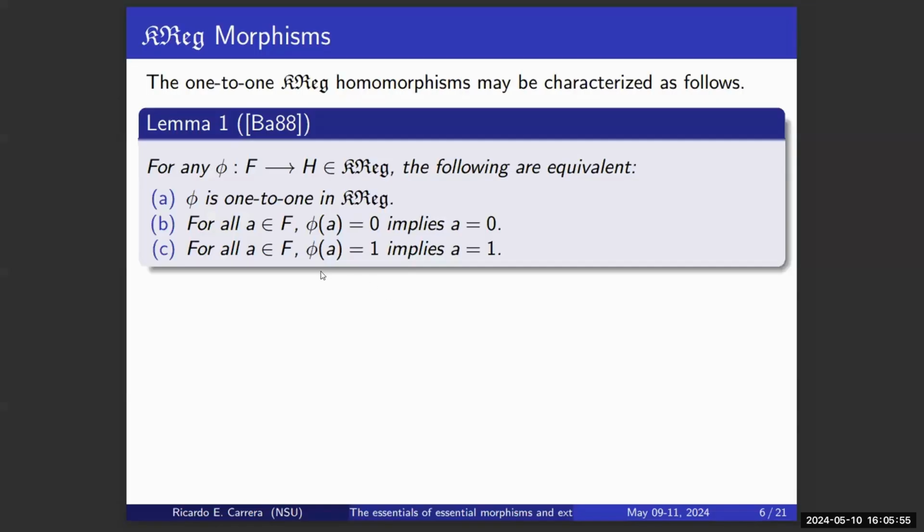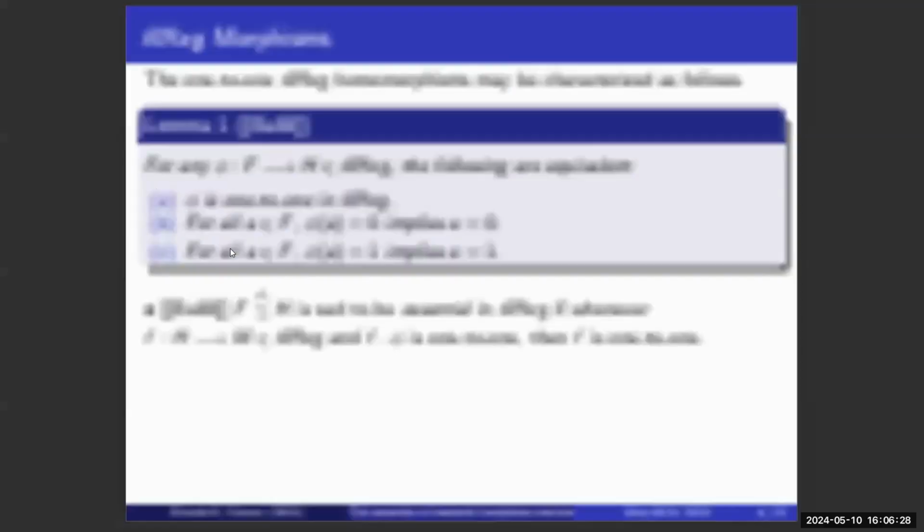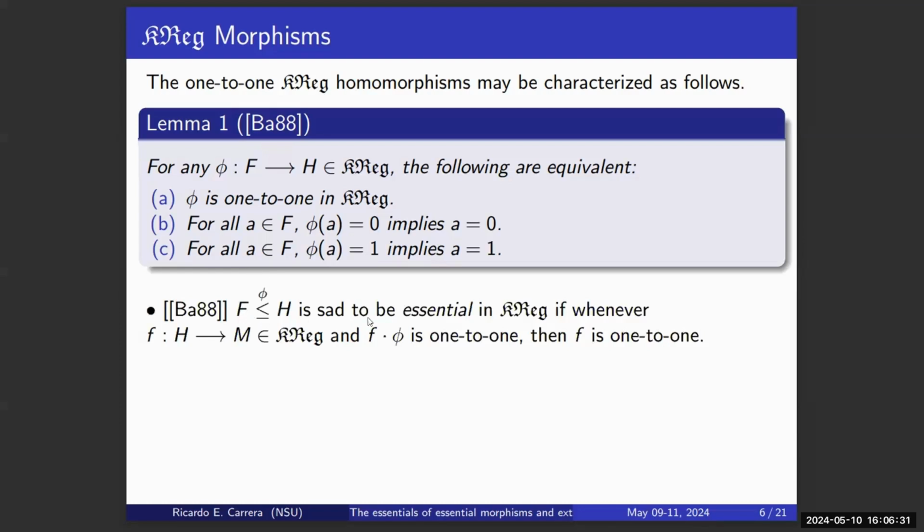Okay, so this is the prototypical characterization of a one-to-one map that was due to Banaszewski. In kReg, phi is a one-to-one map if the following holds: phi(a) = 0 implies that a = 0. In other words, the map is dense. And then there's another equivalent property: phi(a) = 1 implies that a = 1. This is codense. If you have a map that satisfies any of these properties, then it's going to be monic in this category.